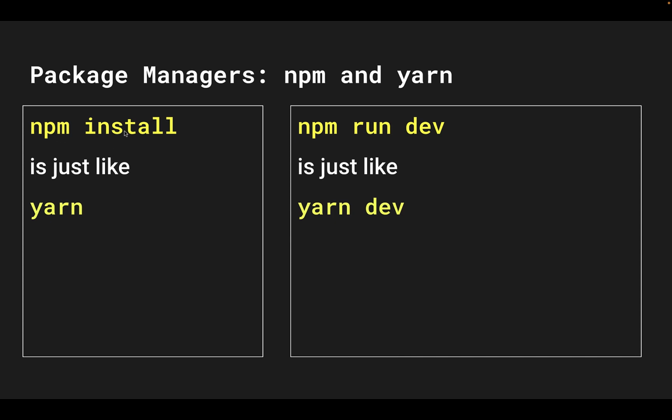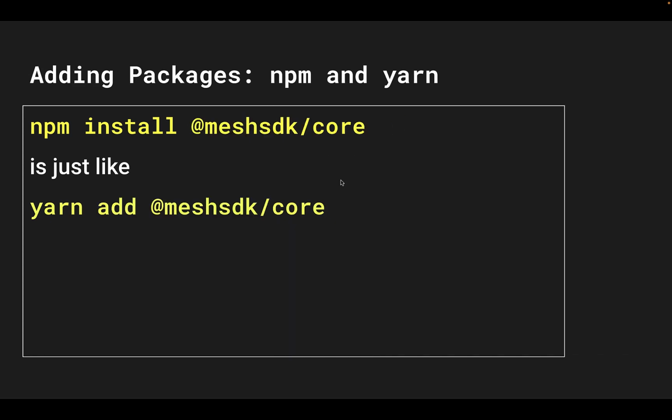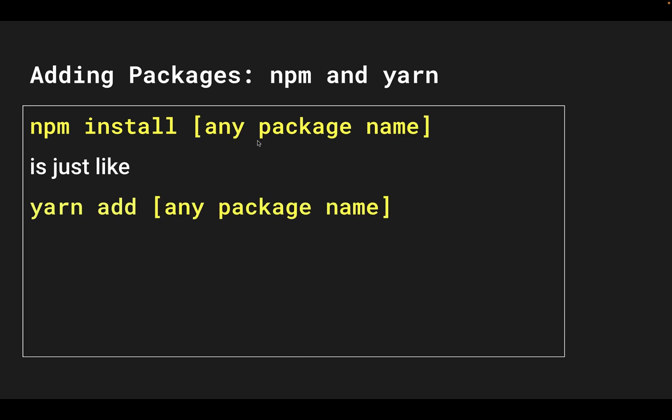Anytime you see npm install, you could run yarn in its place if you have Yarn installed. If you see npm run dev, yarn dev will accomplish the same thing. And anytime you want to install new packages, for example, mesh, npm install is just like running yarn add with the package name. And this applies to any package name.